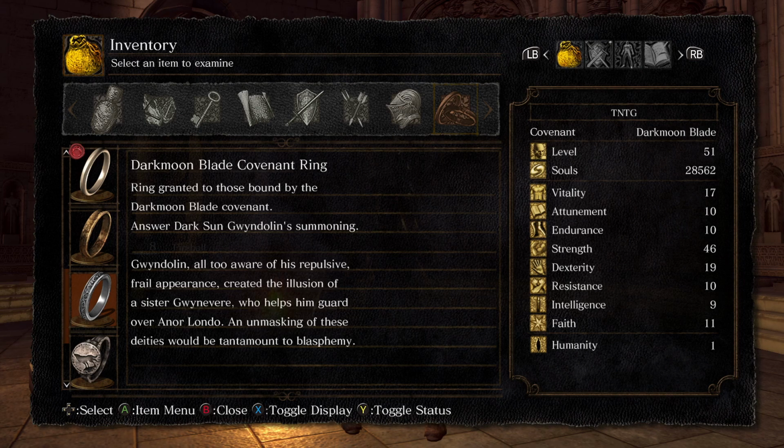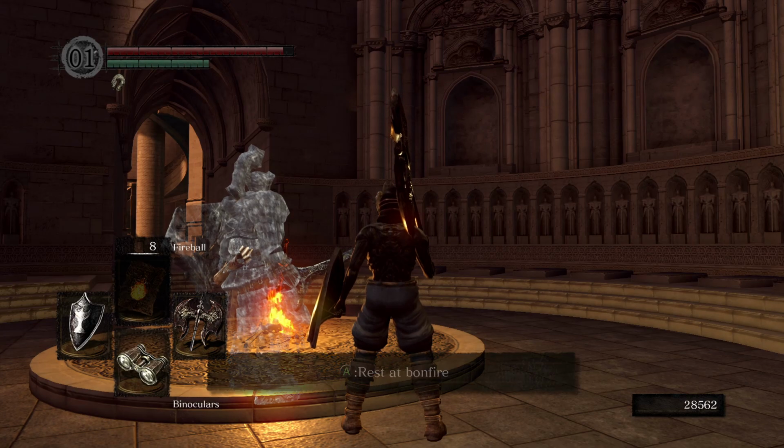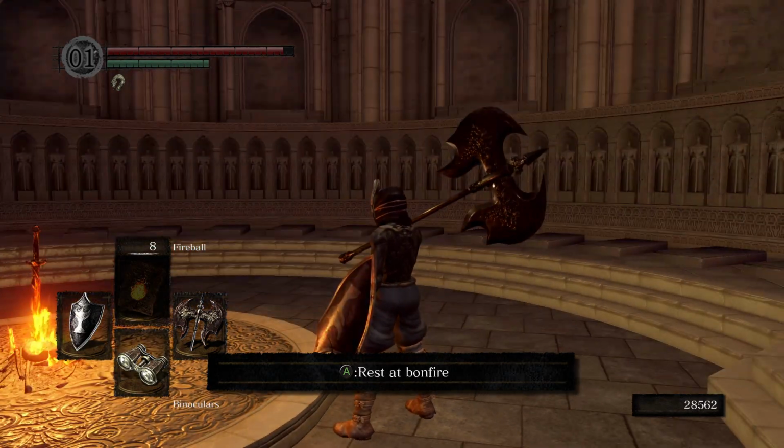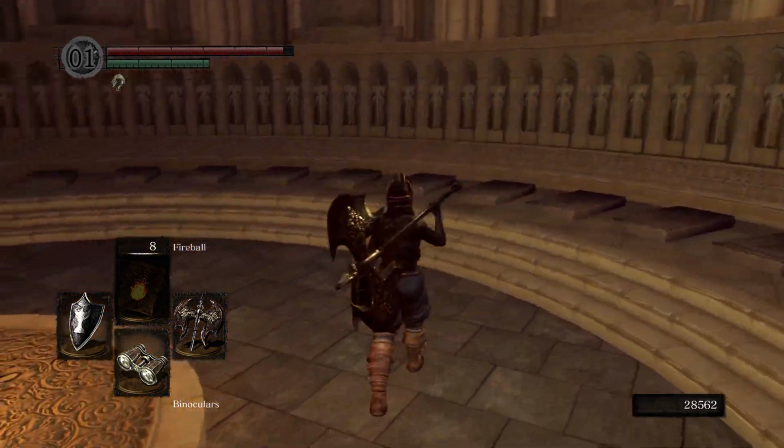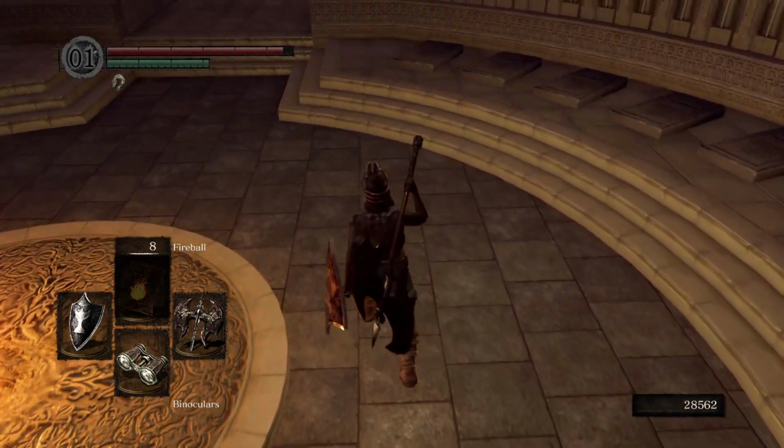Gwyndolin, all too aware of his repulsive, frail appearance, created the illusion of a sister, Gwynevere, who helps him guard over Anor Londo. An unmasking of these deities would be tantamount to blasphemy. Gwynevere was never born of Gwyn. She was created by Gwyndolin so that he could hide his nature as a scaleless dragon, a hideous crossbreed.